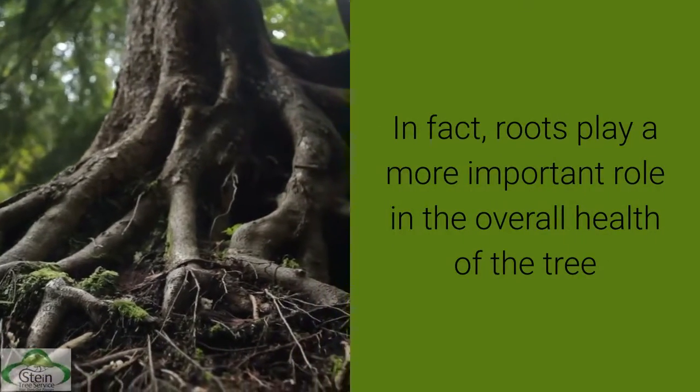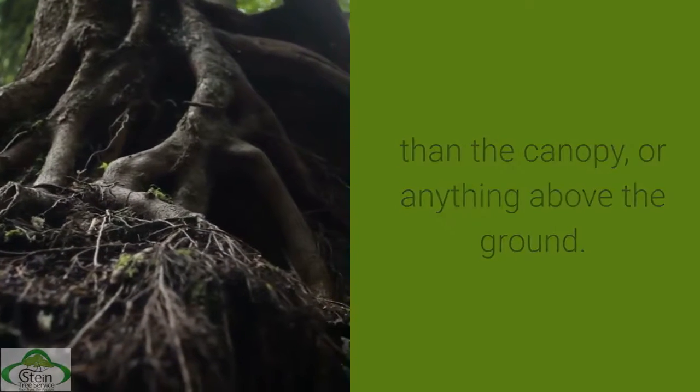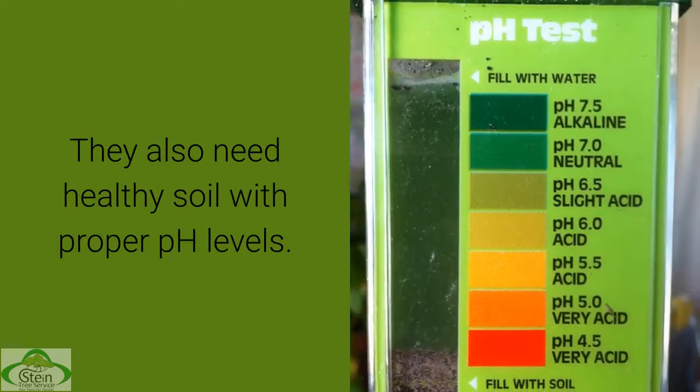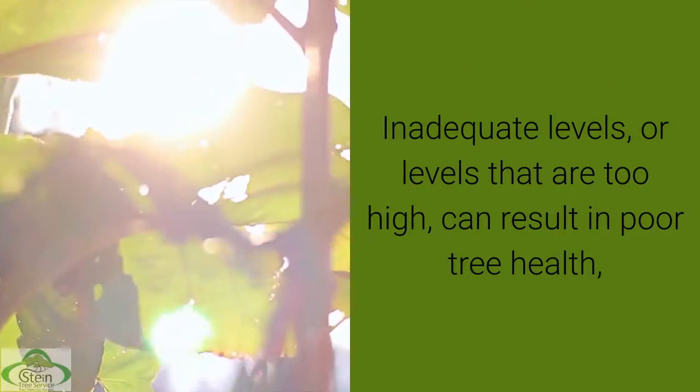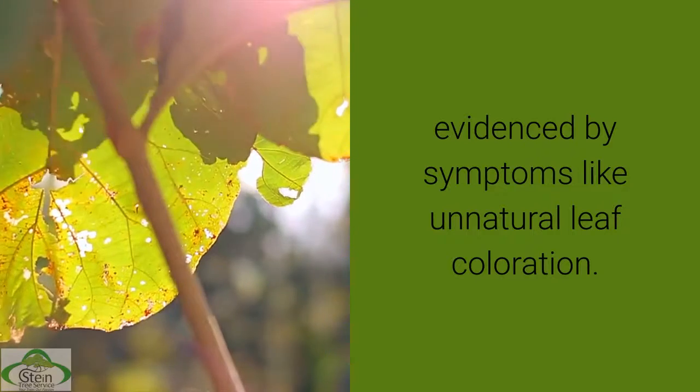In fact, roots play a more important role in the overall health of the tree than the canopy or anything above the ground. For health and proper growth, trees need the proper amounts of 15 different minerals. They also need healthy soil with proper pH levels. Inadequate levels, or levels that are too high, can result in poor tree health, evidenced by symptoms like unnatural leaf coloration.